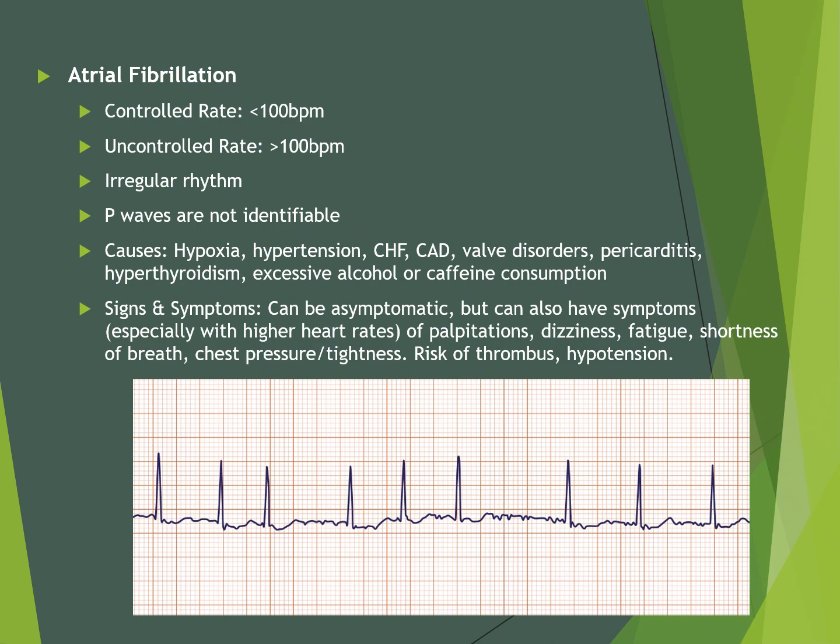Some causes include hypoxia, hypertension, CHF, coronary artery disease, valve disorders, pericarditis, hyperthyroidism, excessive alcohol or caffeine consumption. Patients can be asymptomatic, but as the heart rate is higher, they are more likely to have symptoms of palpitation, dizziness, fatigue, shortness of breath, and chest pressure or tightness. These patients are at a higher risk of thrombus and should be anticoagulated appropriately.